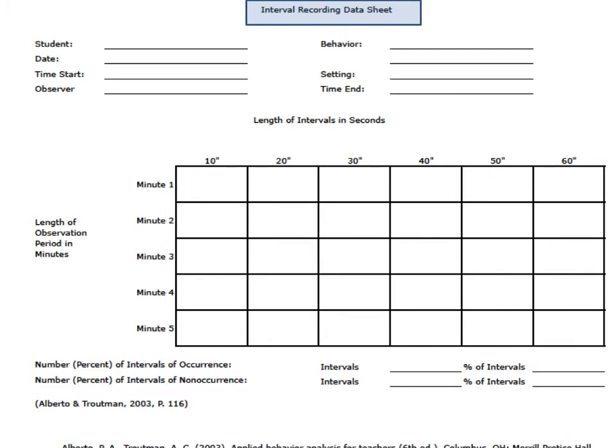The second system is called partial interval. They record whether a behavior occurs at any time within a specified interval, like a 10-second interval. So you can use partial interval for any behavior within the 10-second interval. If the behavior happened multiple times, it doesn't matter. You are going to just mark that interval as occurrence. That's it, okay?